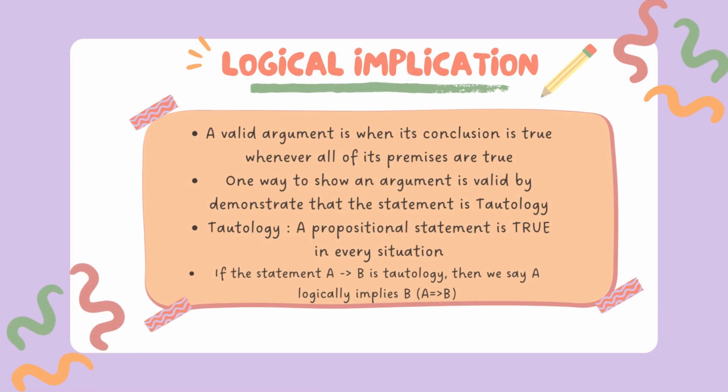Next is logical implication. A valid argument is when its conclusion is true whenever all of its premises are true. One way to show an argument is valid is by demonstrating that the statement is a tautology. A tautology is a propositional statement that is true in every situation. For example, if the statement A implies B is a tautology, then we say A logically implies B.